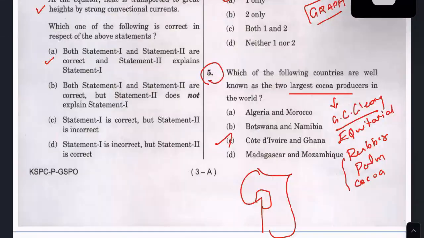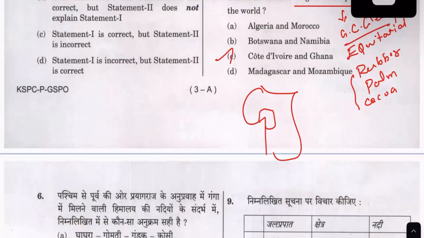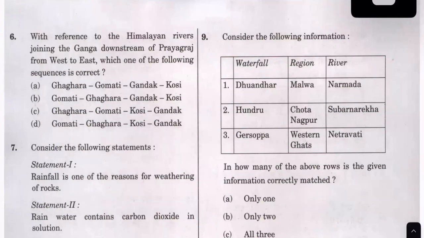So 5 questions. In the first 5 questions, you have seen that it's all there directly from the previous year questions. This question I found a little difficult.